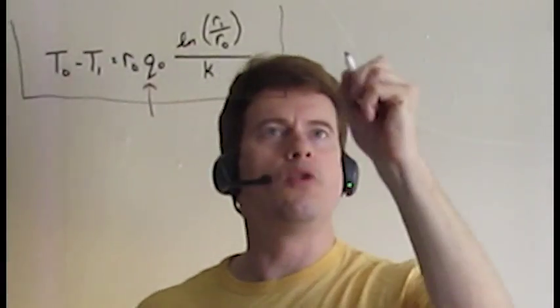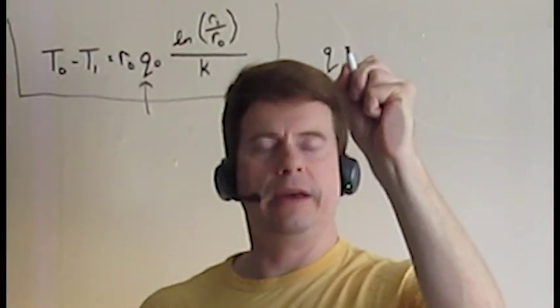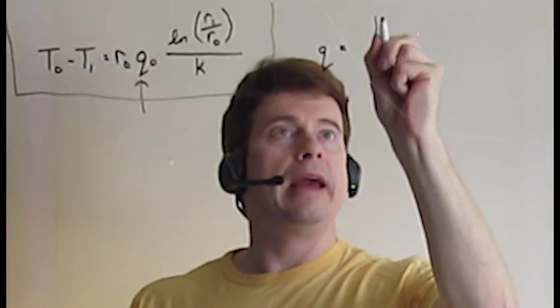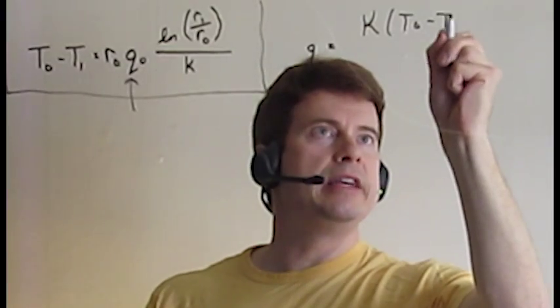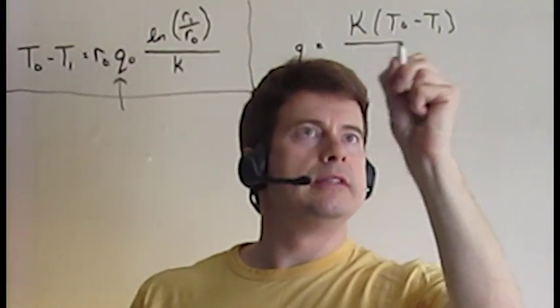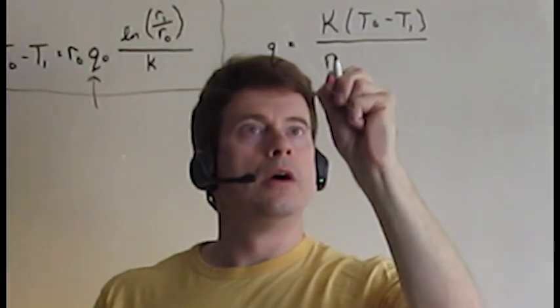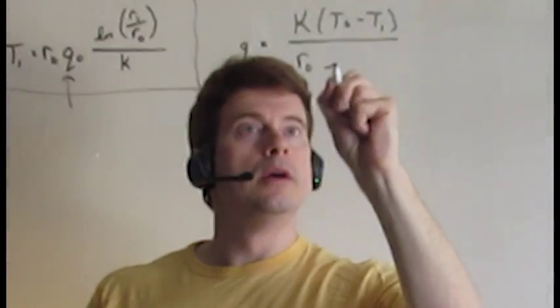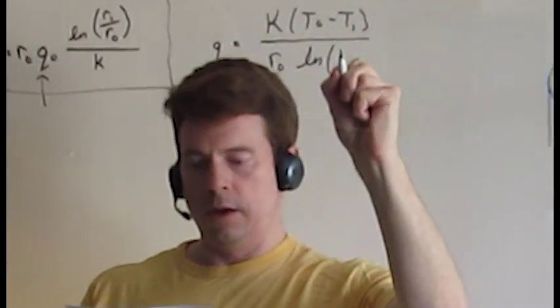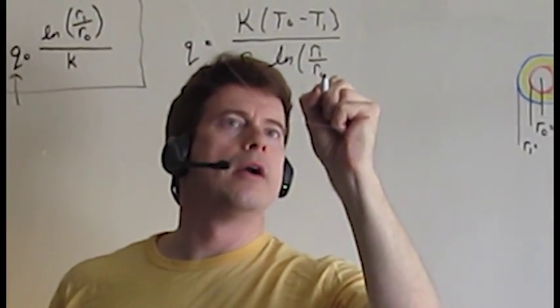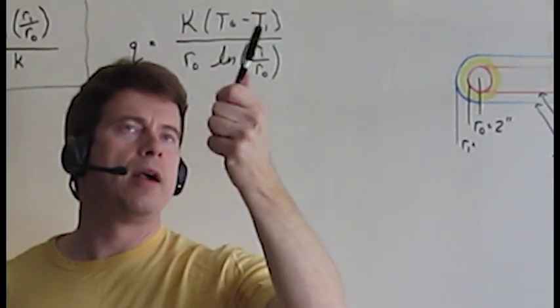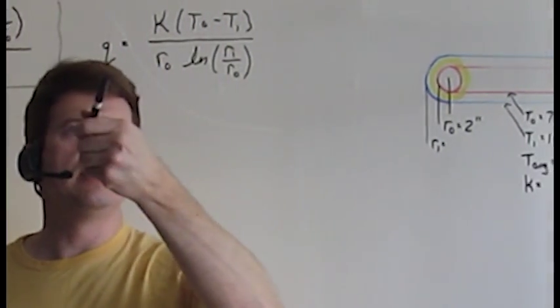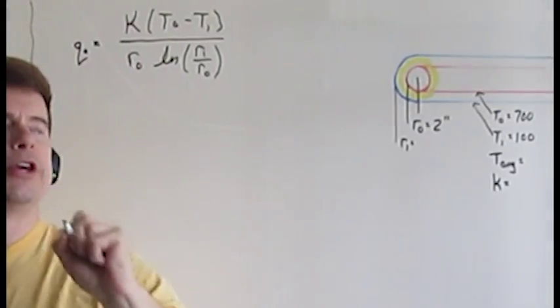So in solving for what our heat loss is from this equation, we can get Q equals K (T0 minus T1) over R0 ln(R1 over R0). So now all we need is to come up with what our variables are here, and we can start getting our values for Q0.